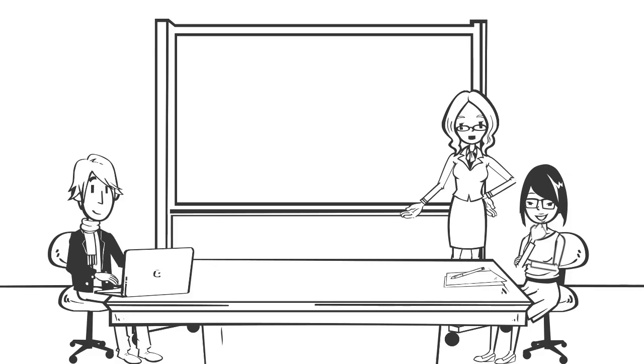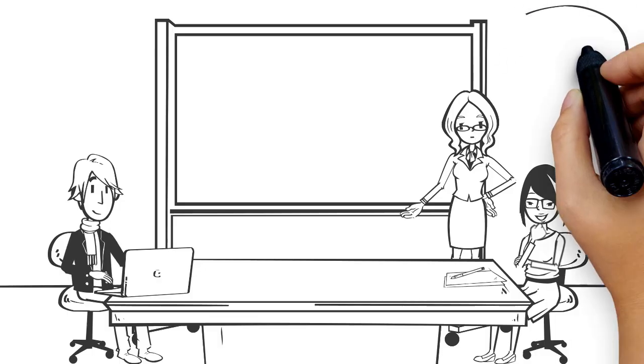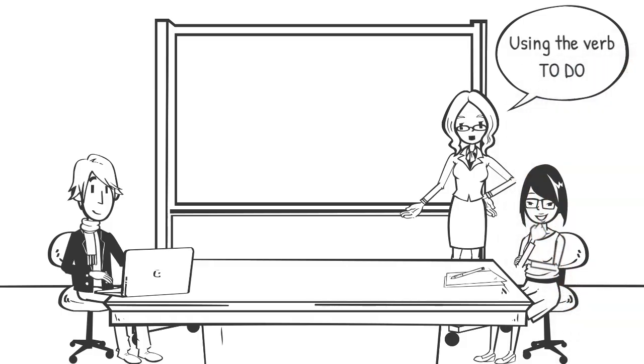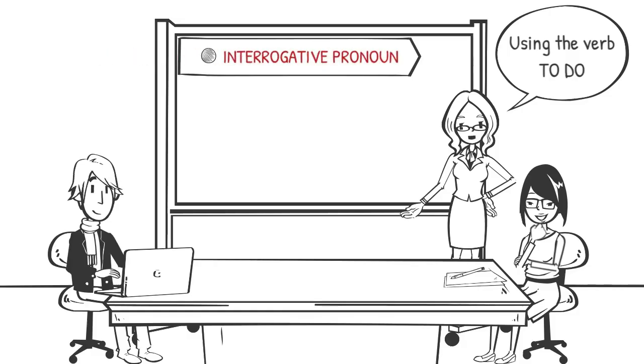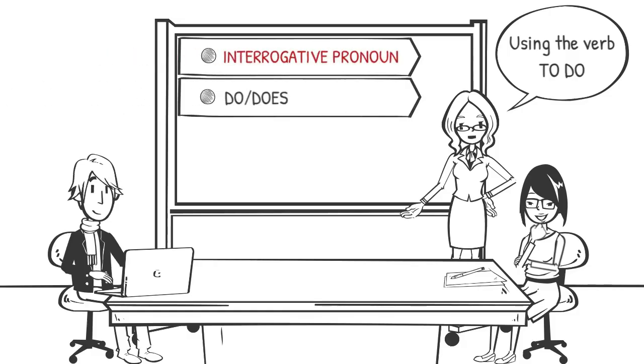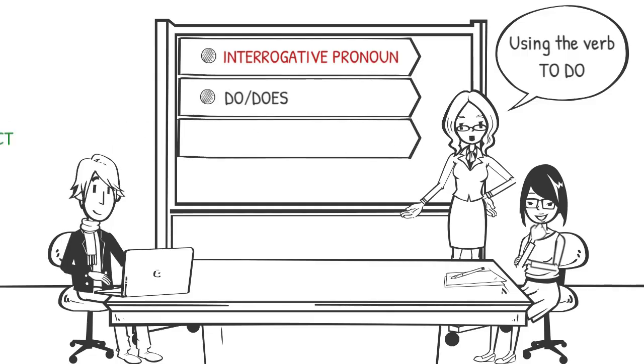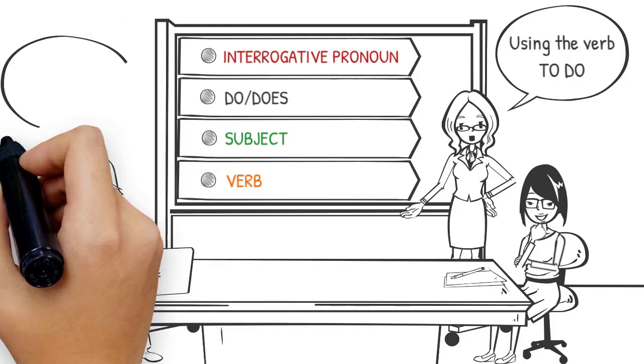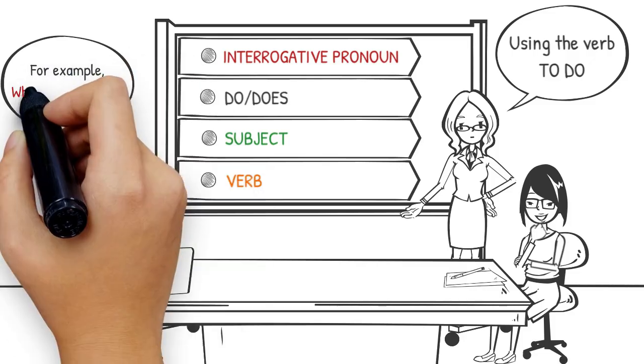Here are some examples of how you can form an open question. First, you can form a question with the verb to do by using an interrogative pronoun, the verb do or does, the subject of the sentence, and another verb. The verb do is always accompanied by another verb in an open question. An example of this is, where does it hurt?